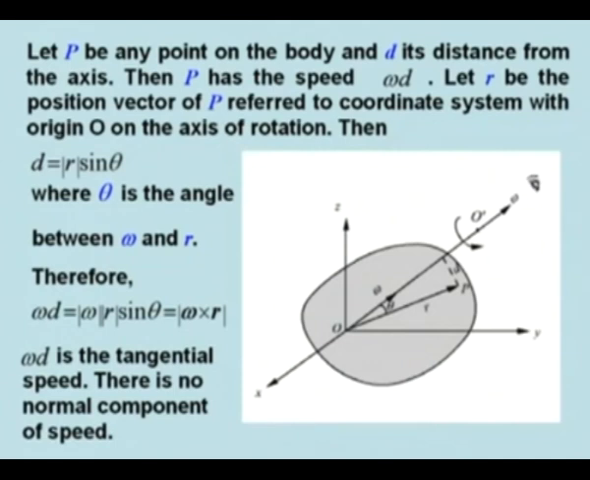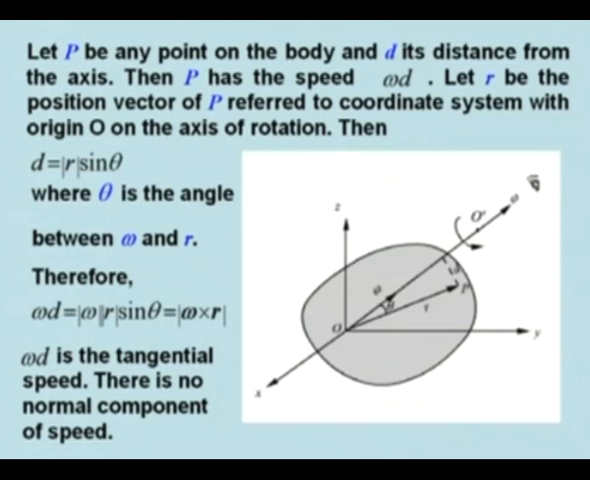Now let us go to this point. Let P be any point on the body. You now concentrate on this figure, and d is its distance from the axis. Then P has the speed omega times d. And let r be the position vector of P, referred to the coordinate system which you have chosen with origin O on the axis of rotation.